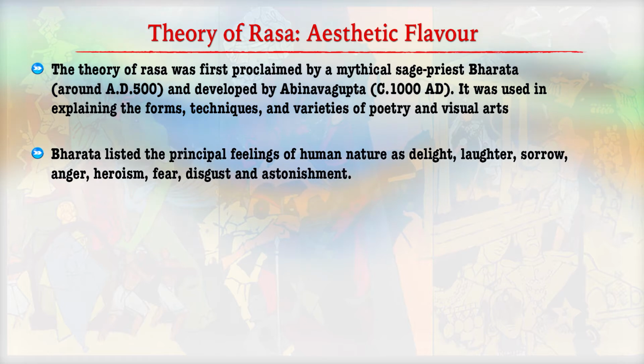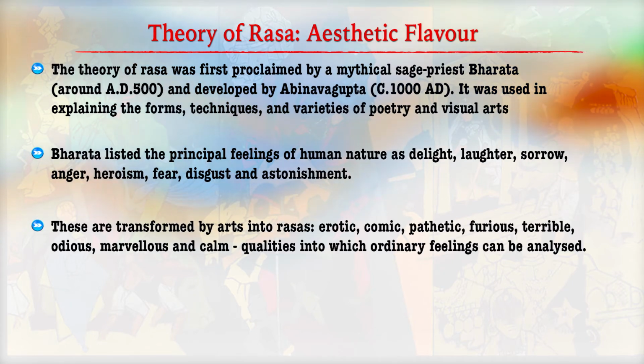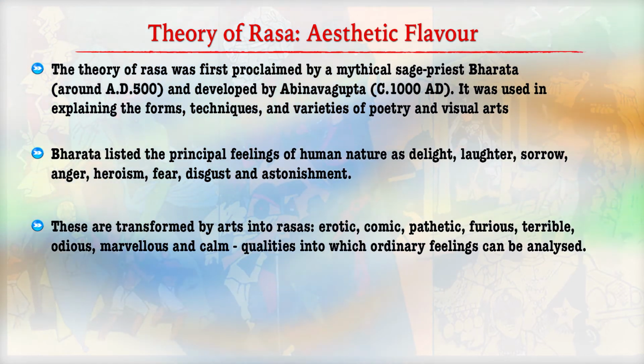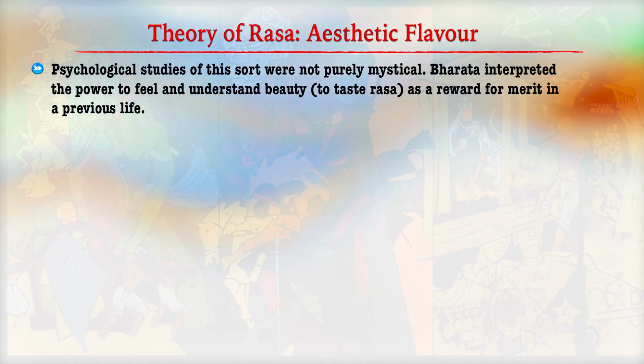Bharata listed the principal feelings of human nature as delight, laughter, sorrow, anger, heroism, fear, disgust and astonishment. These were transformed through paintings into various rasas such as comic, furious, terrible, marvelous and calm qualities, which can be analyzed after going through the various paintings. Bharata interpreted the power to feel and understand the rasas as a reward for the painters and the artists.